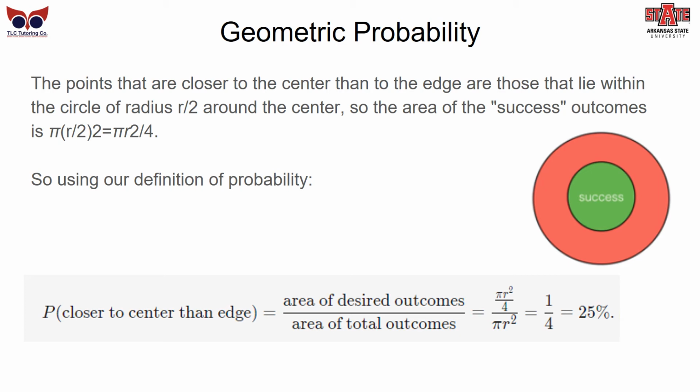So now we're going to use our definition of probability. The area of desired outcomes is pi r squared over 4. The area of total outcomes is pi r squared. Pi r squareds cancel. It's 1 over 4. It's a 25% chance that you'll land closer to the center than to the edge.